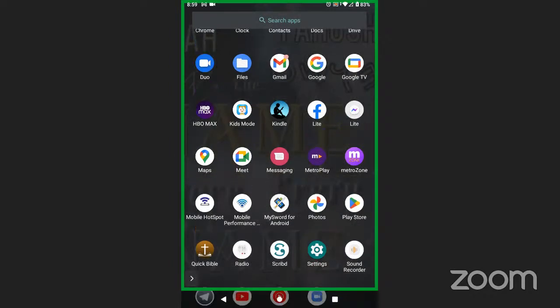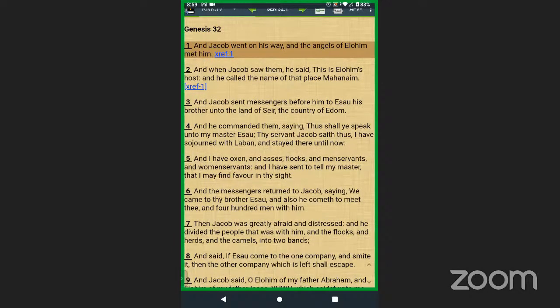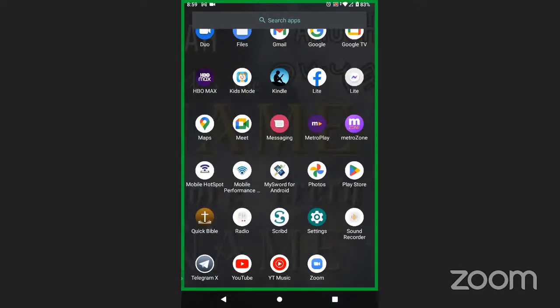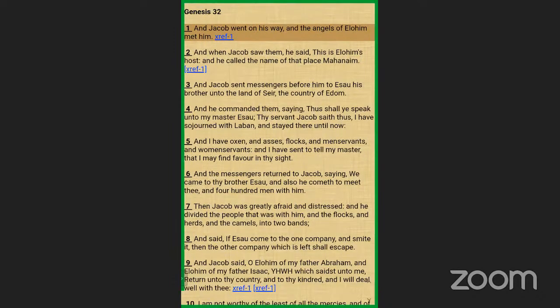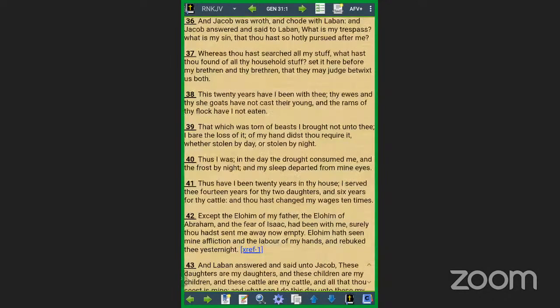So what was I at, Mom? Genesis, was that 31, 34? Let me just double check. Yeah, that's where we were. All right, Genesis 31, 34. Let me go back to my sword here. Okay. All right.